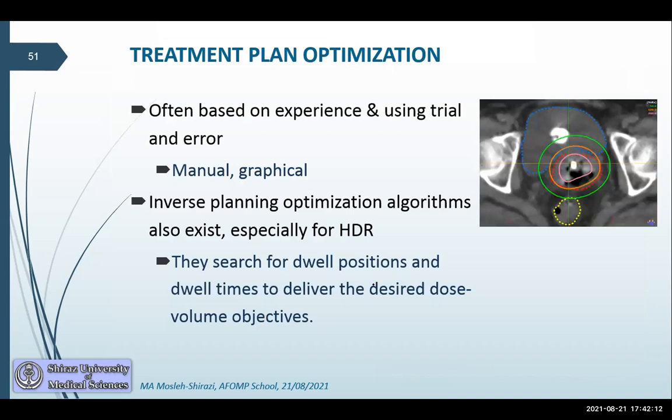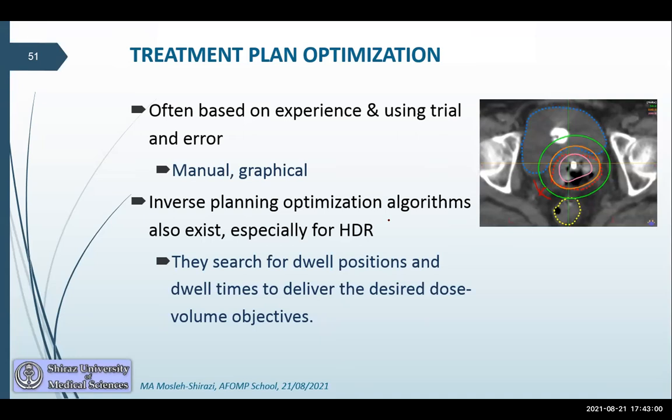Optimization of the planning. Plan optimization is quite a field. Without inverse planning, it's quite experience-based and it's quite skilled work to know how to set up the dwell times and positions. There are things like graphical optimization. For example, say you wanted to cover this, the green isodose wanted to cover here, you can grab this and take it to here, and it adjusts the dwell positions and times to do that for you. It's quite incredible and quite beautiful to see.